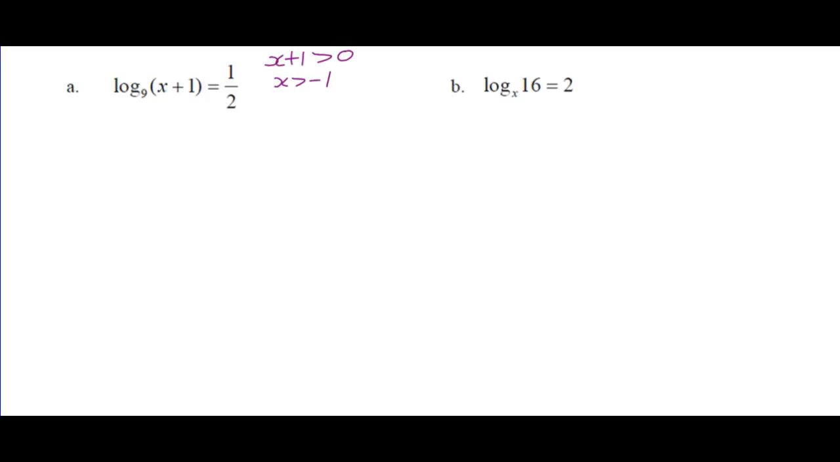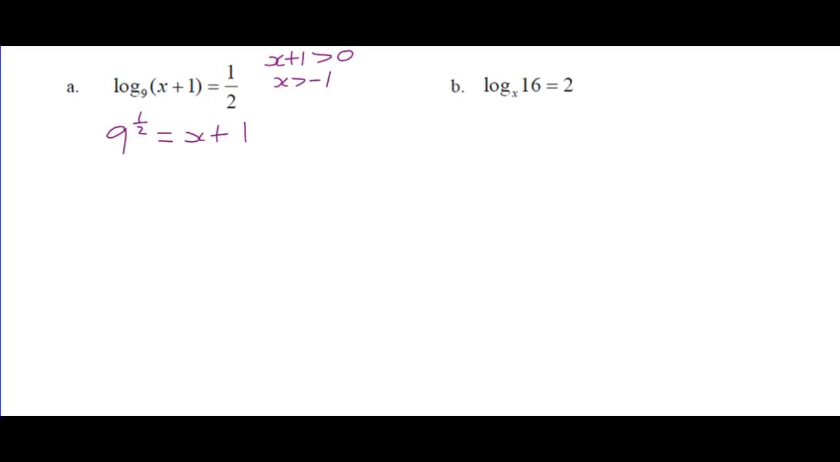Okay, how do we solve this? Take the log of both, no, it's already got a log. Change it into what form? Exponential form, right? So it's 9 to the what? To the 1/2 is equal to x plus 1. Okay, so 9 to the 1/2.